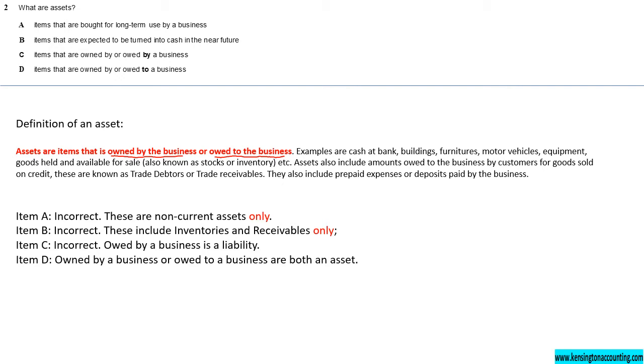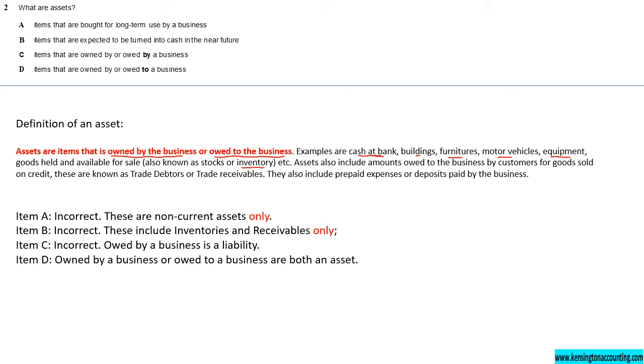Now, examples of assets would be cash at bank and cash in hand. Okay, so these are items that are owned by the business. Items of non-current assets like buildings, furniture, motor vehicles, equipment, machinery. Now, these are also items which are owned by the business. Another item which is owned by the business would be inventory.